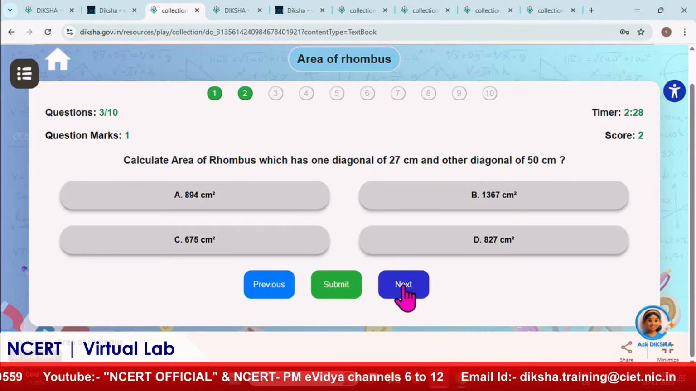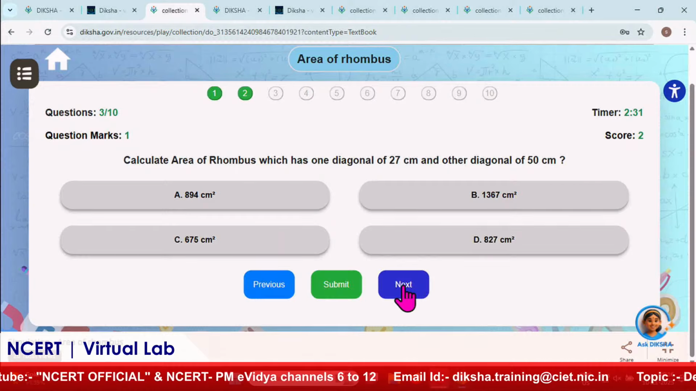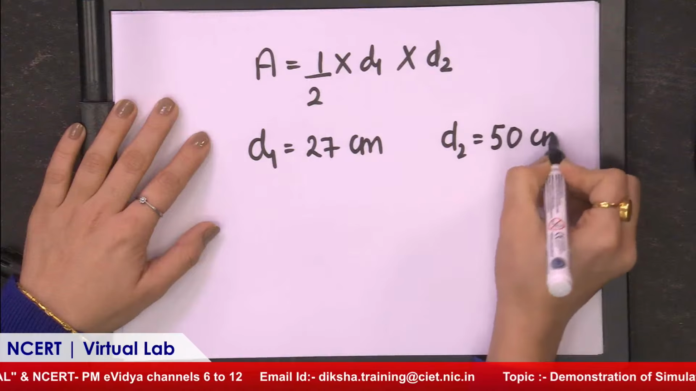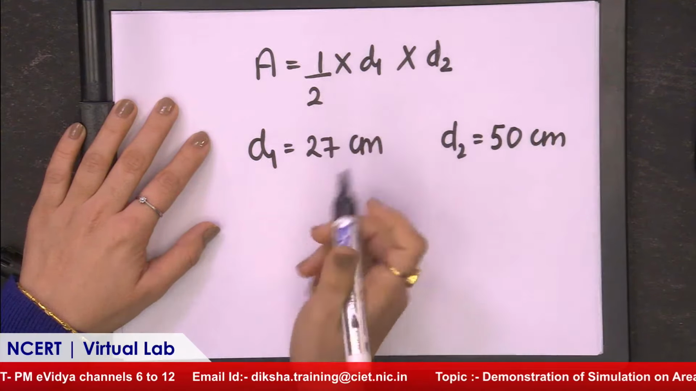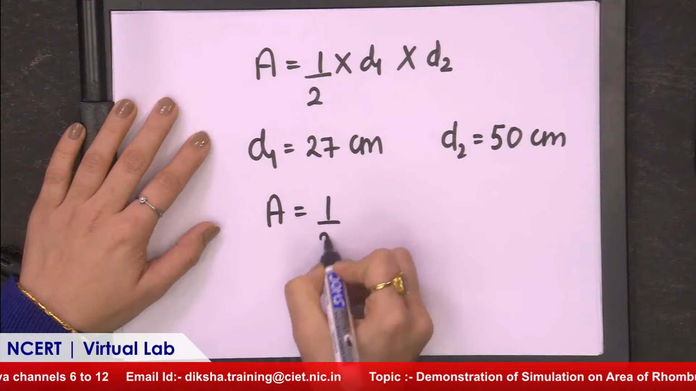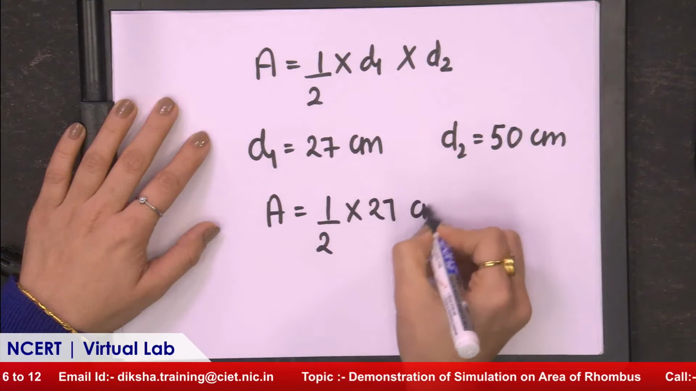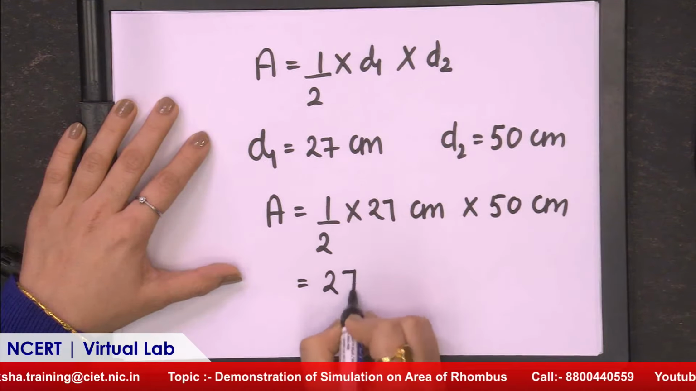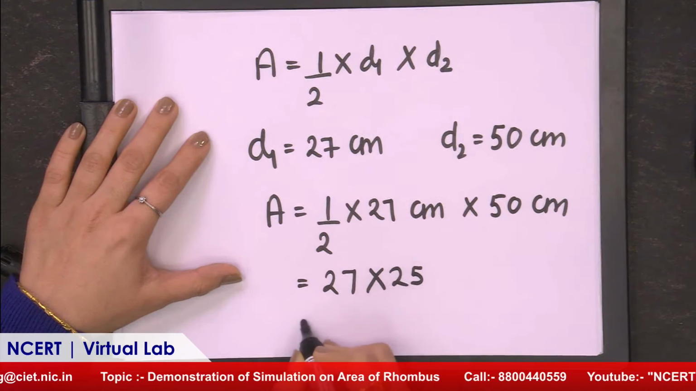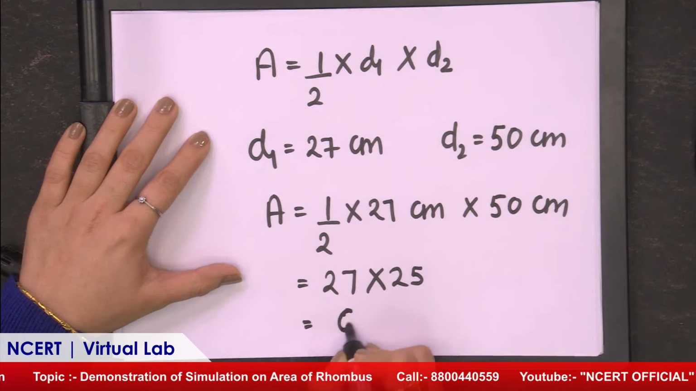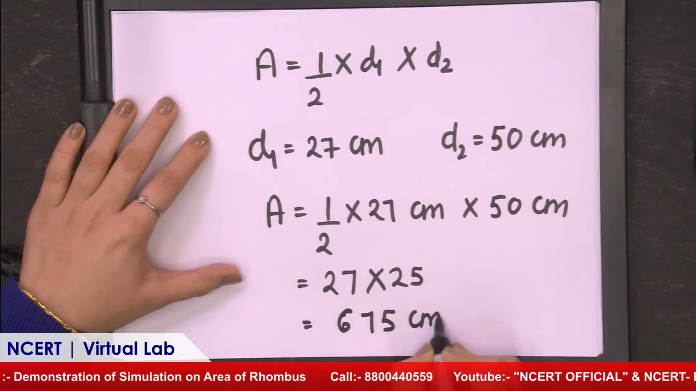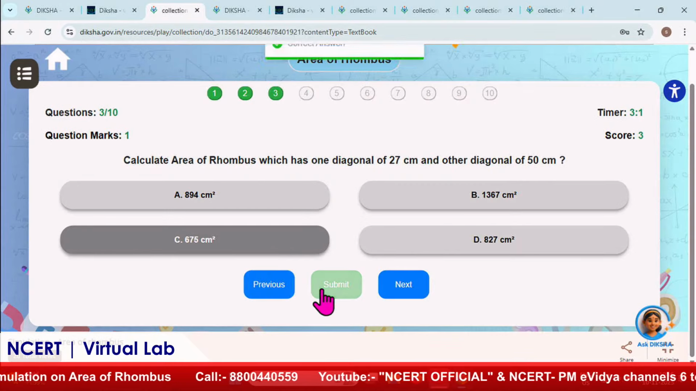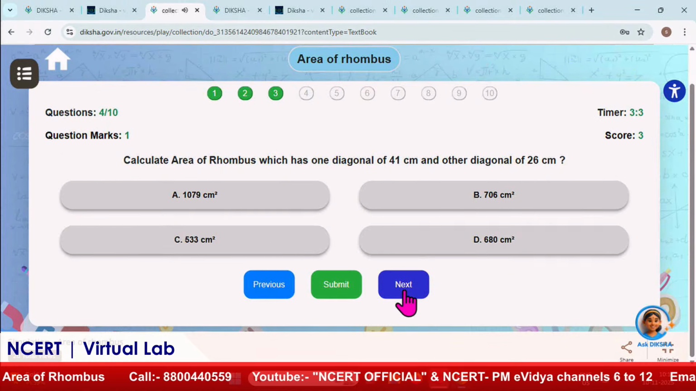The first diagonal is given as 27 centimeter and the second diagonal is given as 50 centimeter. Put these diagonal values in the formula. So the value will be 1 by 2 into 27 centimeter into 50 centimeter. So this way this will be 27 into 25 and the correct answer will be 675 centimeter square. So option C is 675 centimeter square. Click on the submit button and move on to the next.